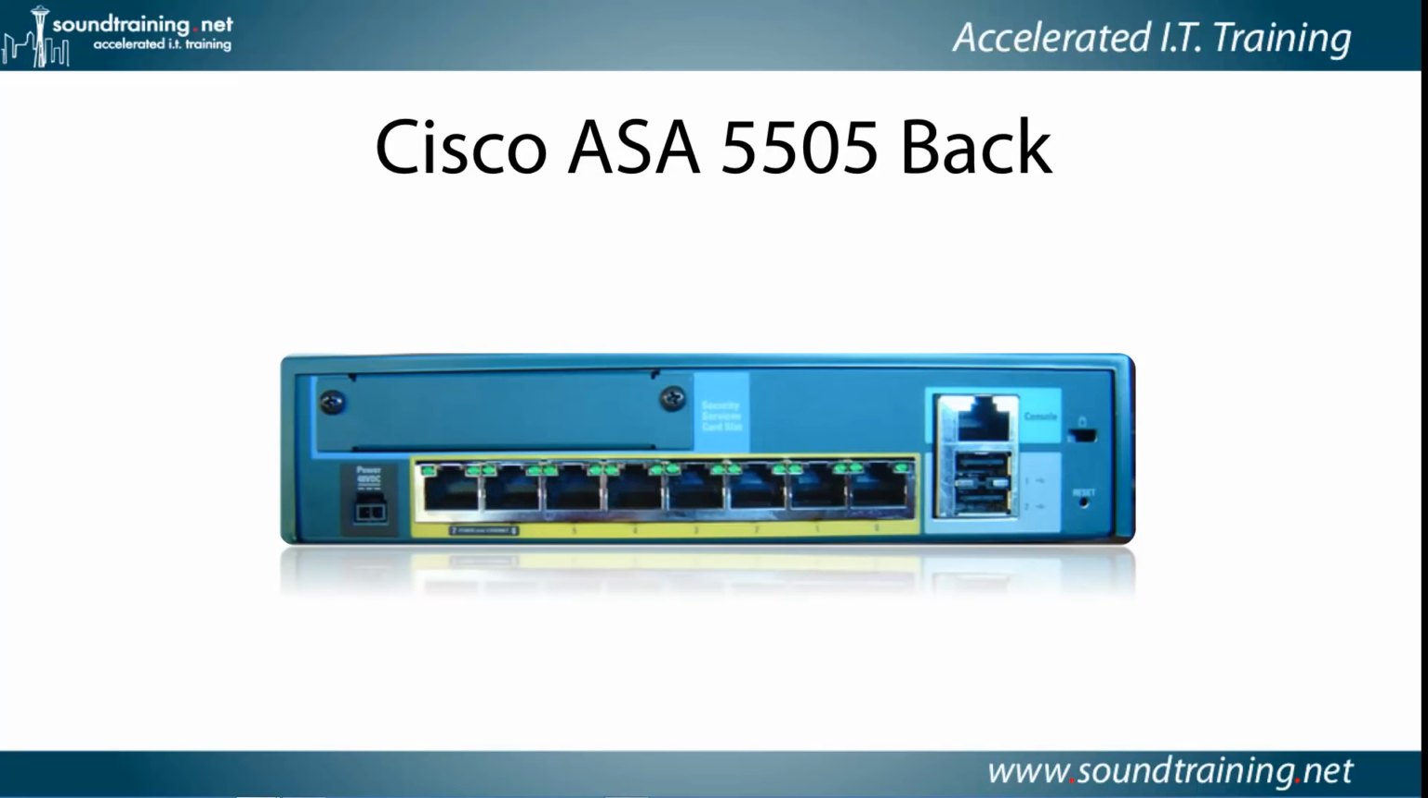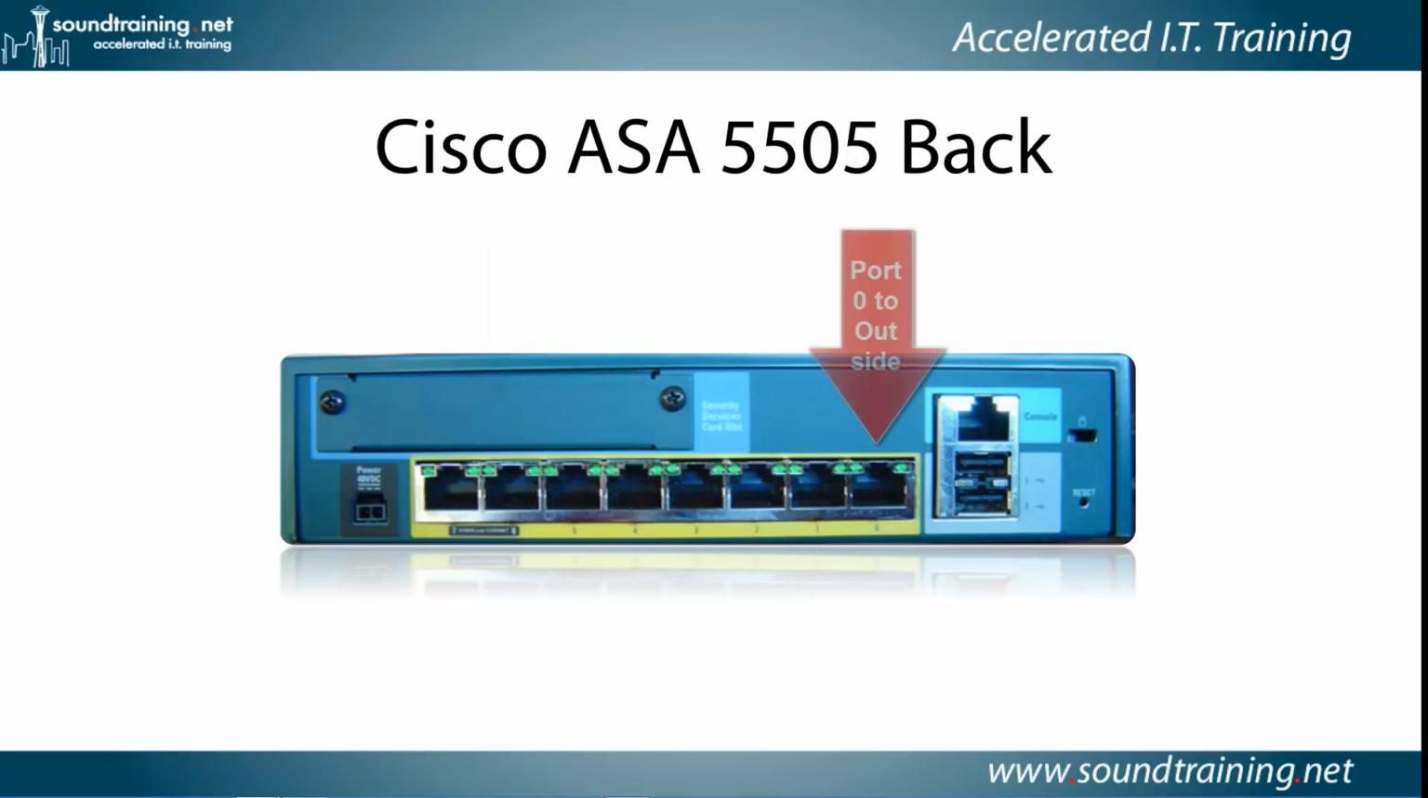So here is the back of an ASA 5505, and in the upper left-hand corner you see the security services card slot. That is for adding additional functionality through cards. In the lower left-hand corner, there's the power port, and then there are 8 Ethernet ports, and this is counterintuitive. Listen carefully. They are numbered from right to left, not the way you would expect them to be. So port number 0 is on the far right, and port number 7 is on the far left.